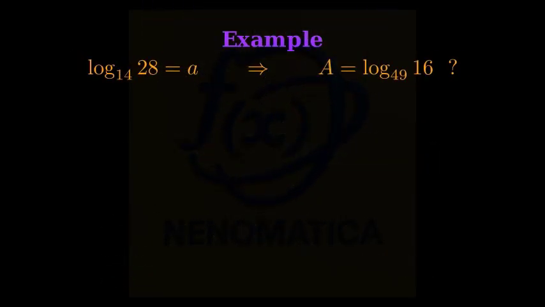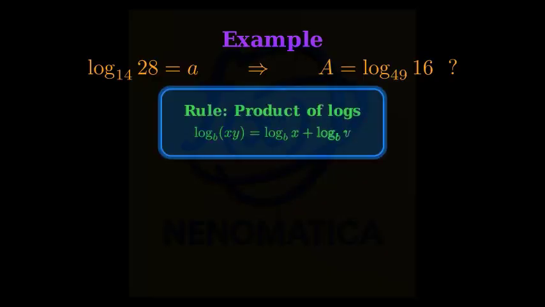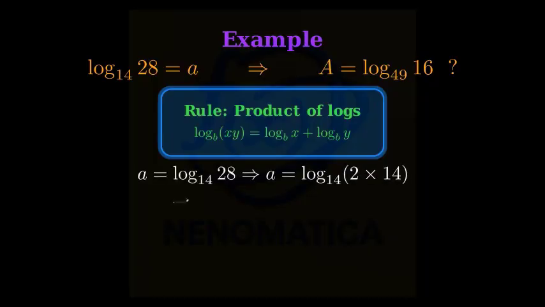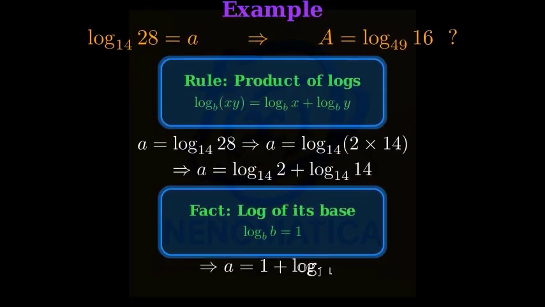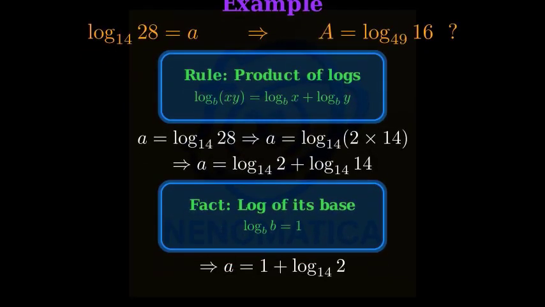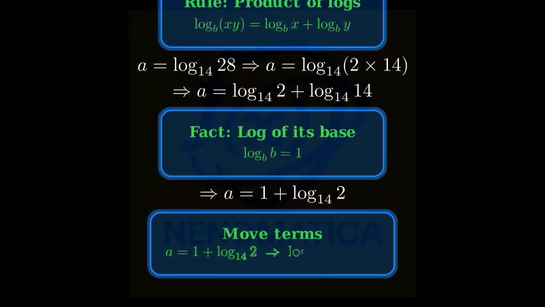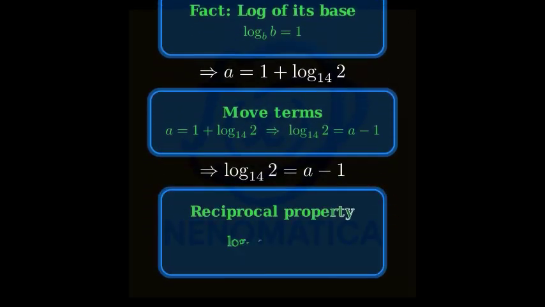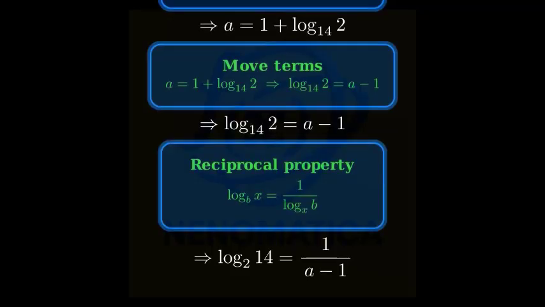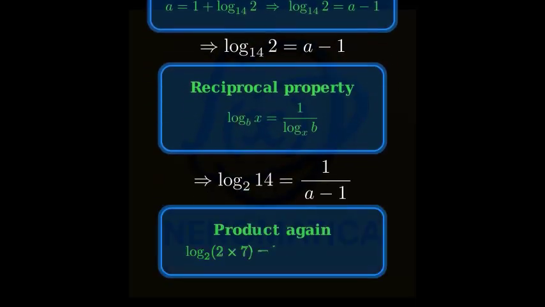Step 1. Use the product rule by writing 28 as 2 times 14. Step 2. Since log base 14 of 14 equals 1, we have it equals 1 plus log base 14 of 2. Step 3. Isolate log base 14 of 2 by subtracting 1 from both sides. Step 4. Apply the reciprocal property of logarithms. Log base b of x equals 1 over log base x of b. This gives log base 2 of 14 equals 1 over a minus 1.